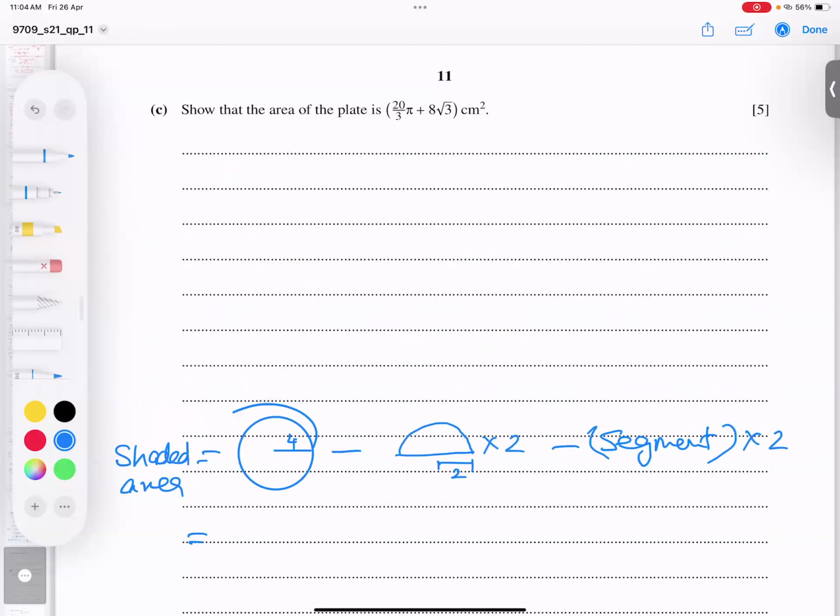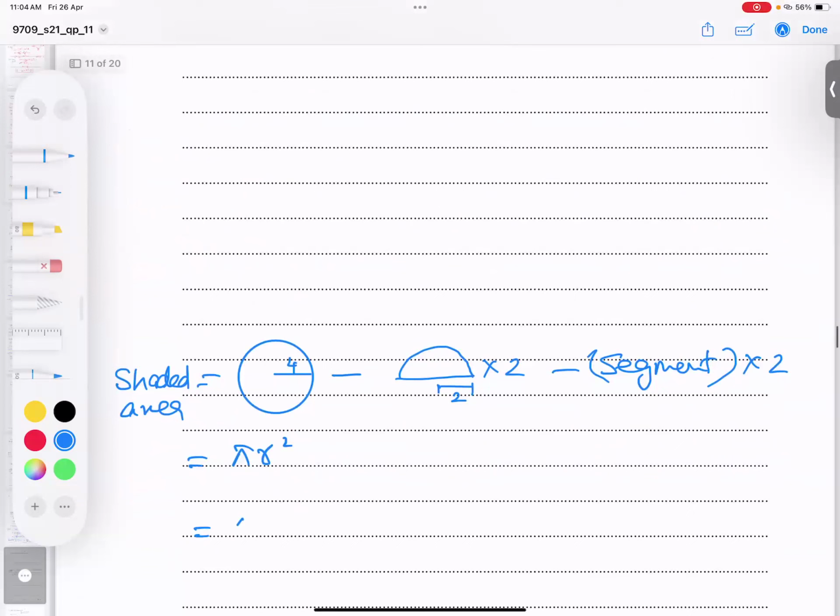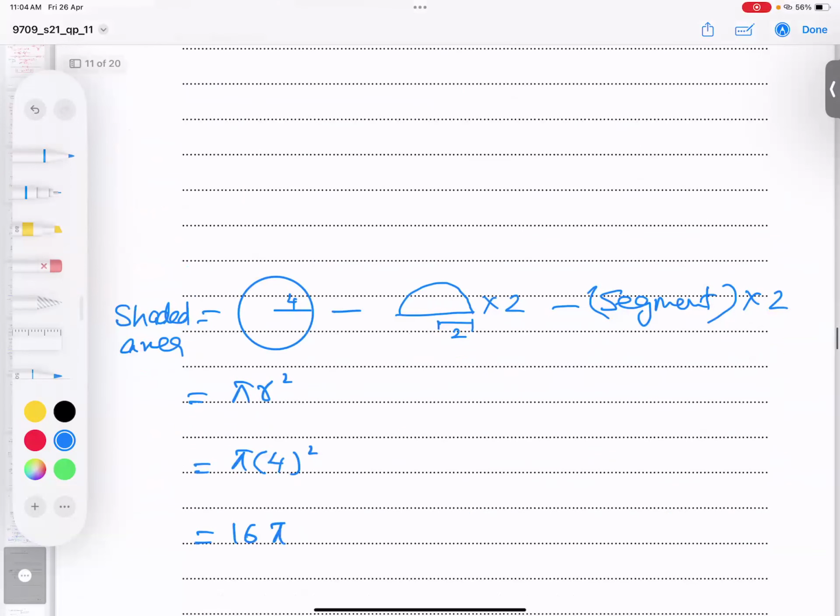Reason, semicircle is not a big deal. Pi r square. I can say pi 4 square. I got 16 pi. This is not a problem. So what is the circle area? Full circle area is pi r square, but half pi r square divided by 2 times 2. 2 cancel out. I got pi 2 square. I got 4 pi. Now, the only thing left is called segment.